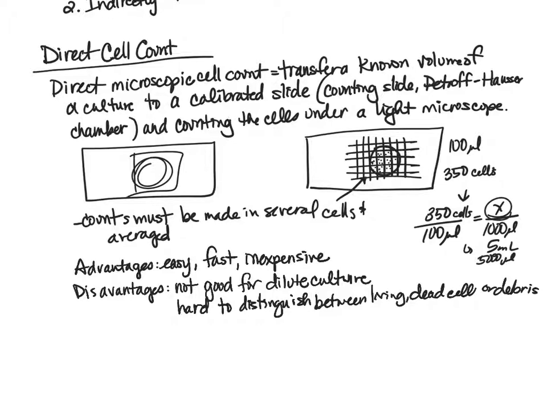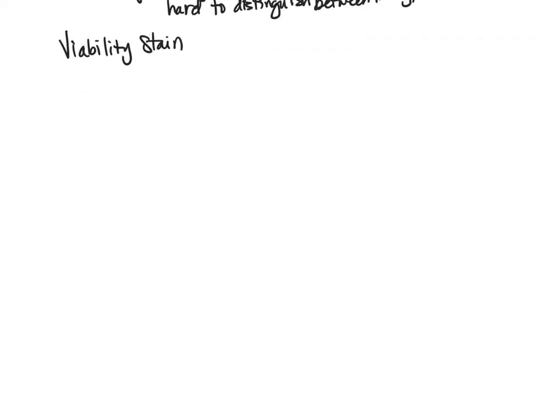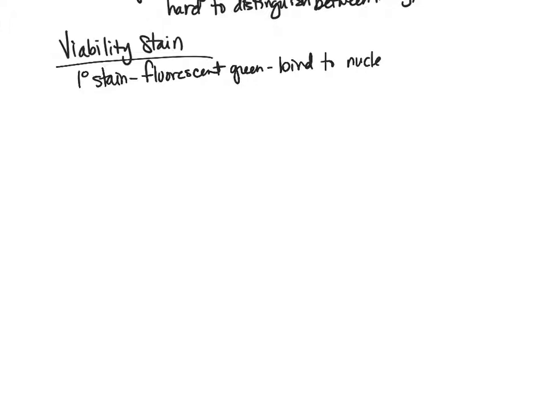So then we might want to do something else, including a viability stain. In the case of a viability stain, we actually utilize two different stains. And so we do our primary stain. And with our primary stain, this is going to be a fluorescent green. And this fluorescent green is going to bind to nucleic acids. Then we apply a secondary stain. And with the secondary stain, what we see is that it is fluorescent red.